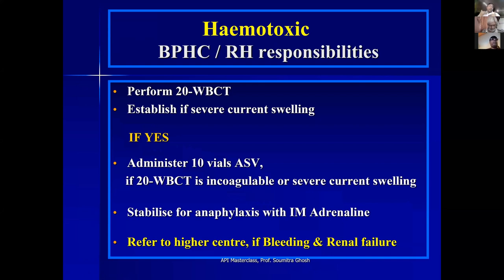If the referral has to be done from the primary center to a tertiary care center, what are the important things? They must perform the 20-minute WBCT test and establish if severe local swelling is there. If yes, administer the first 10 vials of ASV. If the 20 WBCT is incoagulable or there is severe local swelling, the patient's life will be saved; stabilize for anaphylaxis with IM adrenaline and refer to the higher center if bleeding and renal failure continue even after all these things. But if anybody refers without doing these basic things, it is not good, it is beyond ethics.